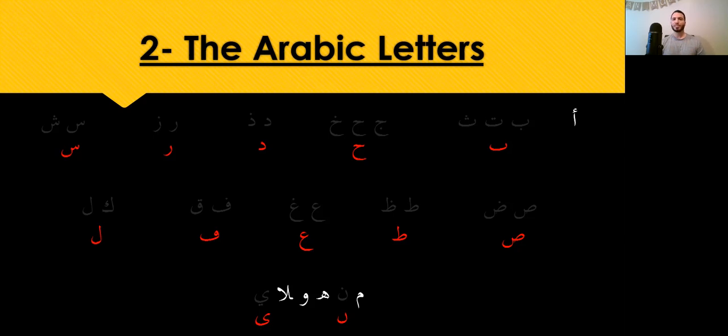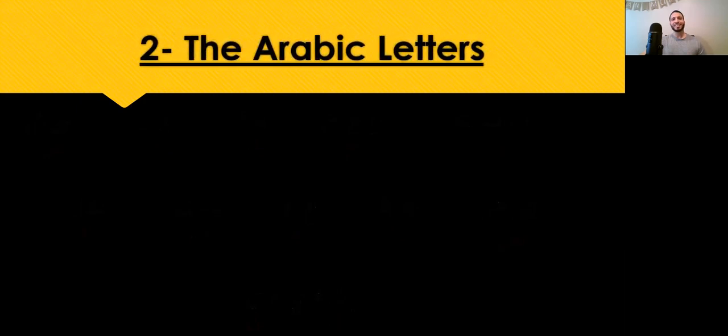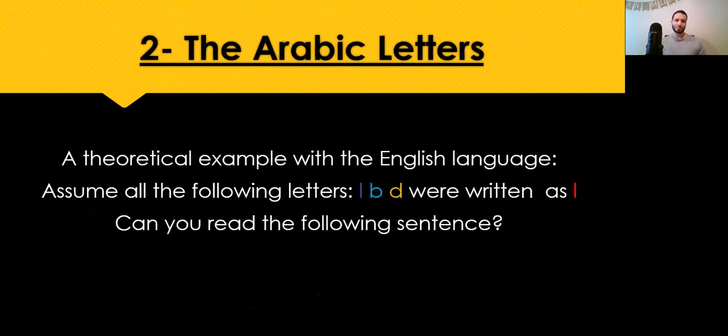The reason the Arabs were still able to read, even though there are no dots, is because they were so proficient at their language. Even though one shape could be one of three different letters, they are able to tell which letter it is. So I'll give you an example so that you know what we're talking about. I made an example in the English language.